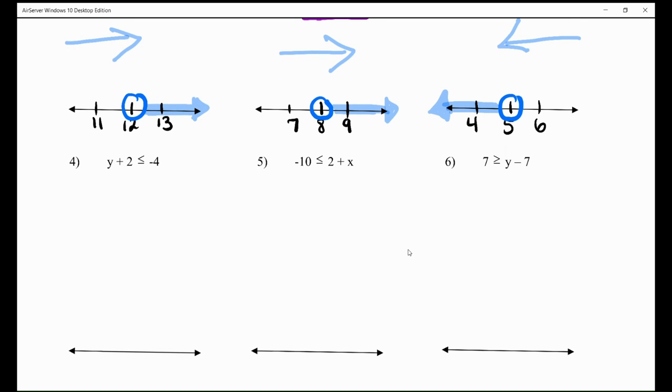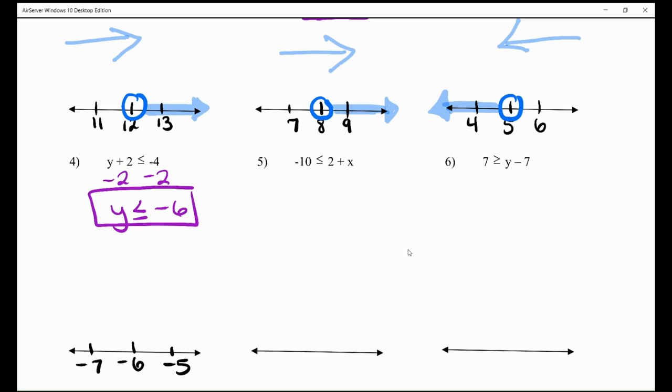For 4, we have y plus 2 is less than or equal to negative 4. So the inverse operation would be to subtract 2. And we have y is less than or equal to negative 6. So be careful with making a negative number line because we want to make sure the number line is increasing, meaning going from least to greatest. So we want negative 7, negative 6, negative 5.